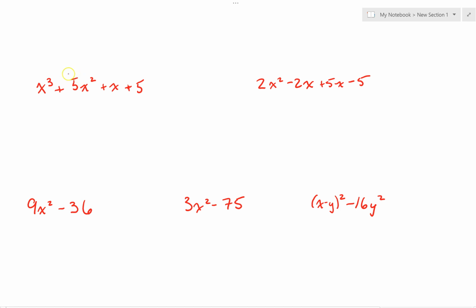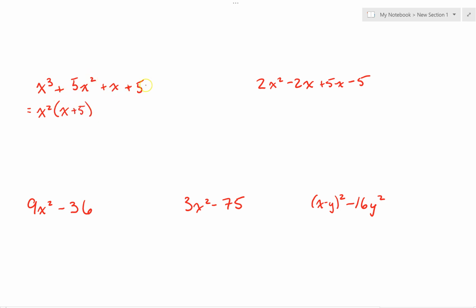The first two terms have x squared in common. Now I'm just looking at the first two terms. x squared times x gives me x cubed, and x squared times positive 5 gives me 5x squared.